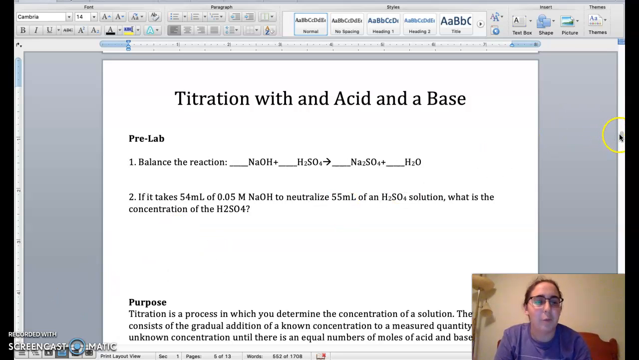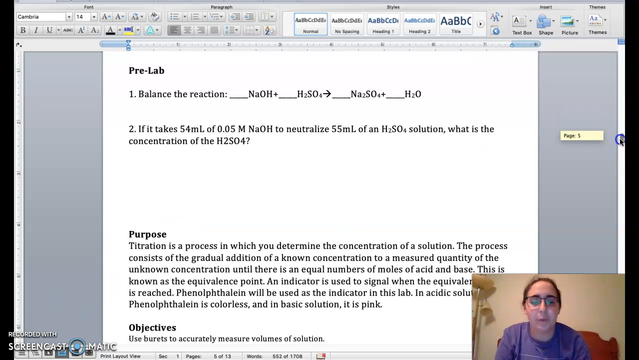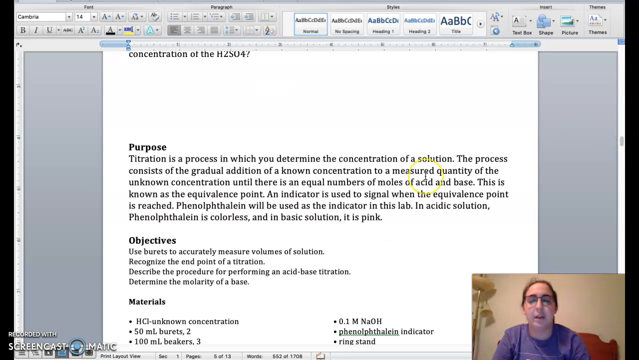So then they have a purpose that they can look at, which again is just kind of a review of what we talked about the day before. Kind of what is a titration, what are we looking for, how are we going to know when we reach the equivalence point, the indicator that we're going to be using in this lab, and then kind of the color.